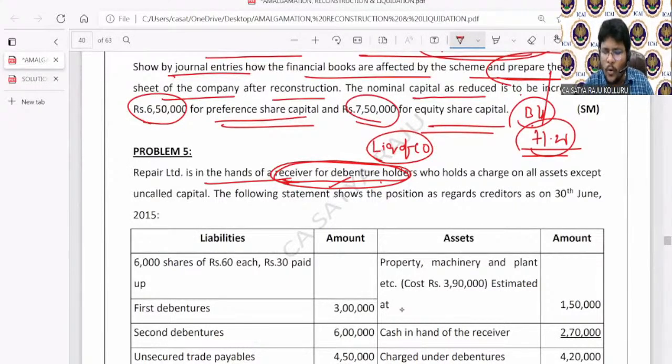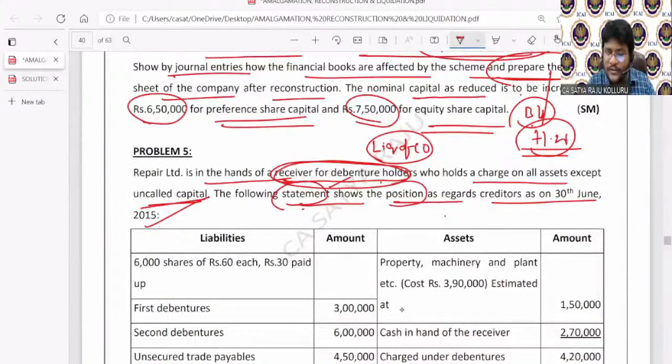Okay. Who holds a charge on all assets except uncalled capital. He has a right to sell any asset. The following statement shows the position as regards creditors as on 30th June 2015, which is not a balance sheet, guys. He is telling the following statement shows position as regards creditors.